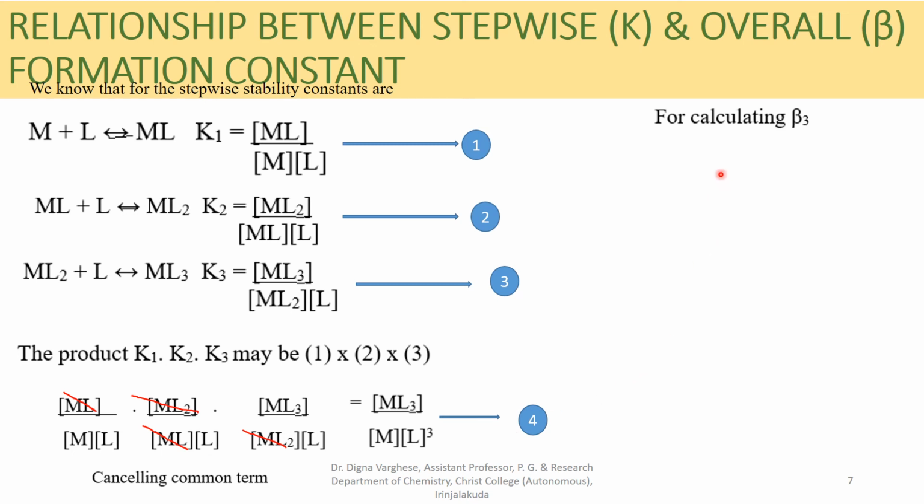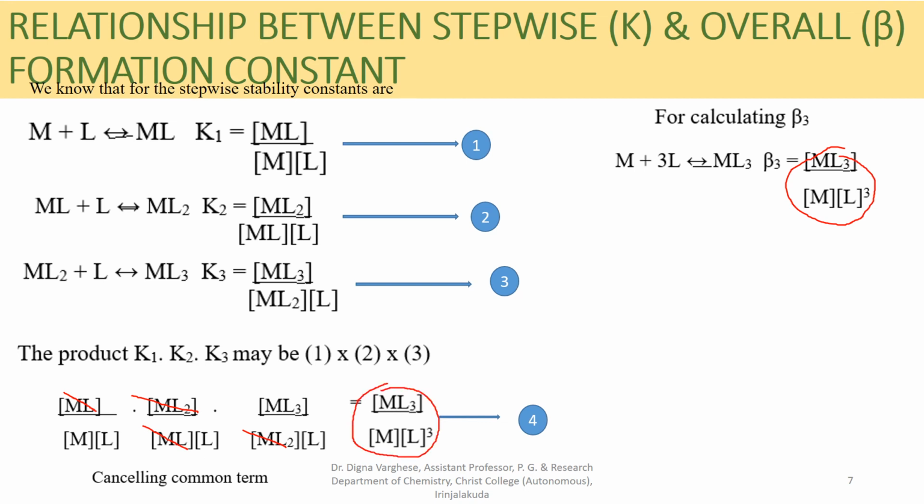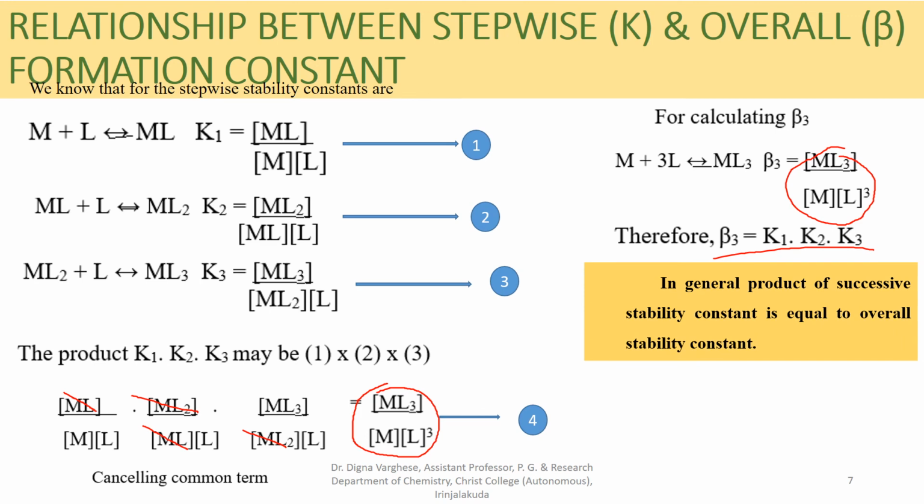Now we are going to calculate beta 3, that is the overall formation constant in the third step. We can directly write M plus 3L in equilibrium with ML3, that is beta 3 is equal to concentration of ML3 divided by concentration of M into concentration of L raised to 3. This is the same as the product of K1 into K2 into K3 in equation 4. So these are equal. Therefore, we can say that beta 3 is equal to the product of K1 into K2 into K3. In general, the product of successive stability constants is equal to the overall formation constant.